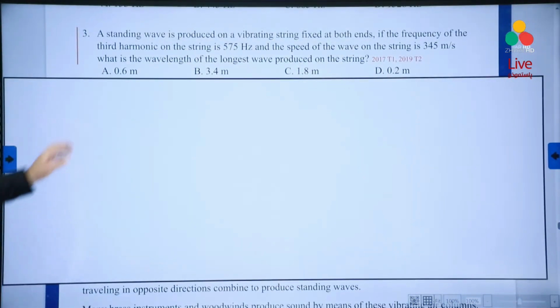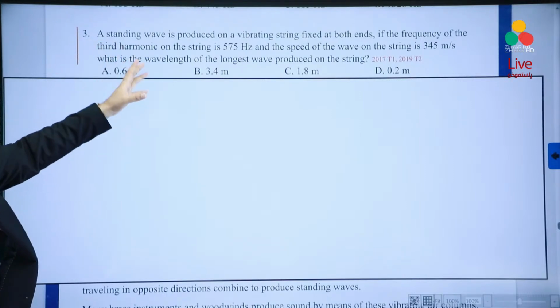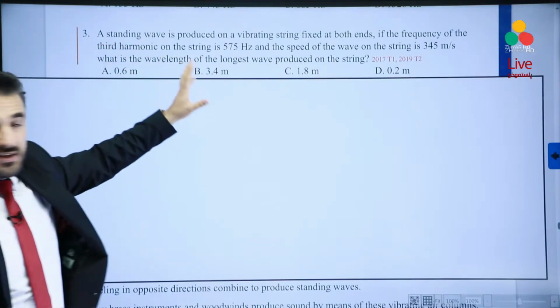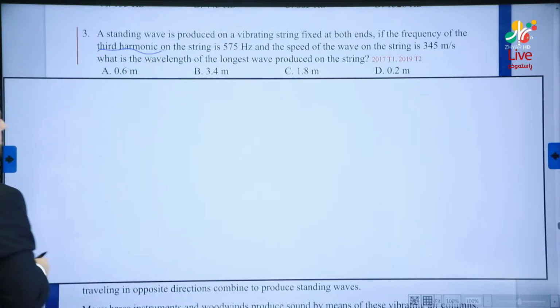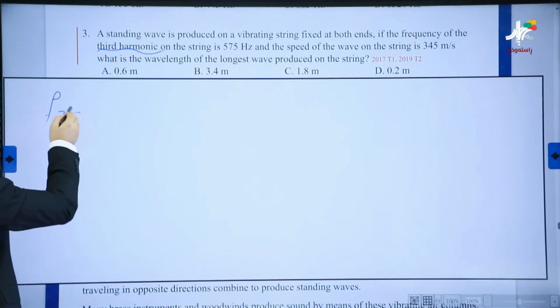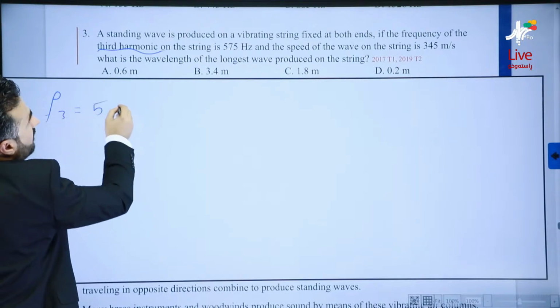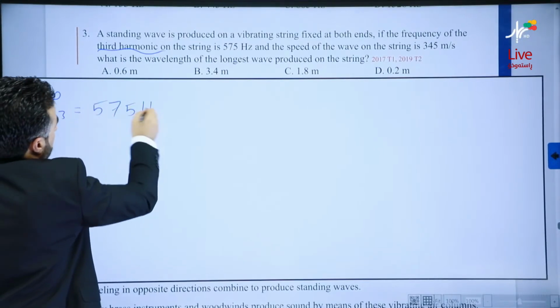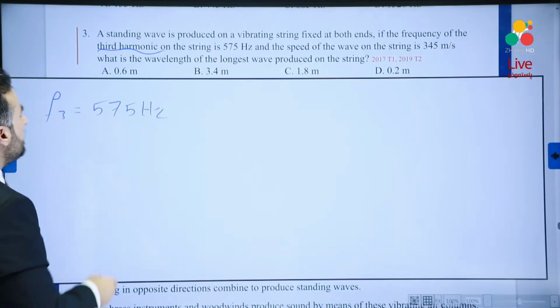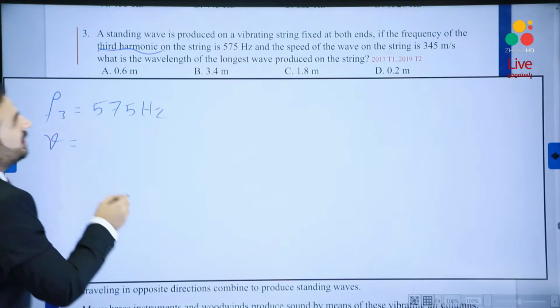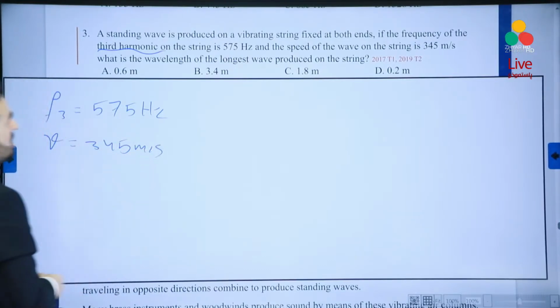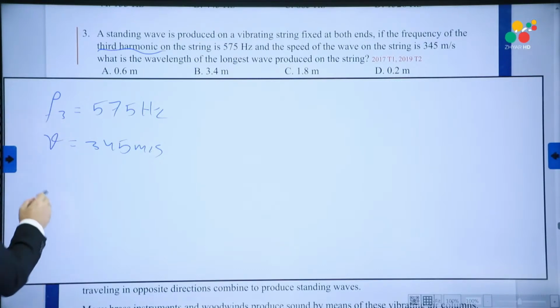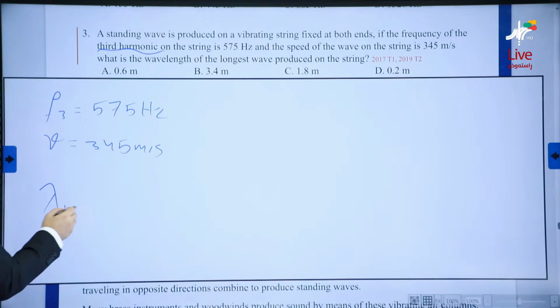What does it say? We have a standing wave produced on a string that is fixed to both ends. That's one. If the frequency of the third harmonic on the string is this, so, of course, F3 is equal to 575 hertz, all right? And the speed on the string equals 345 meters per second. So find what? Find the longest wavelength. So what is the longest wavelength produced?